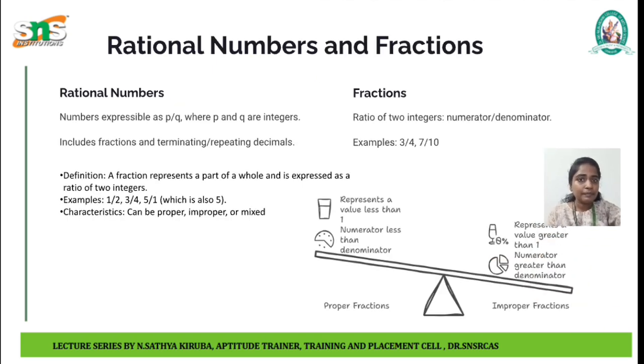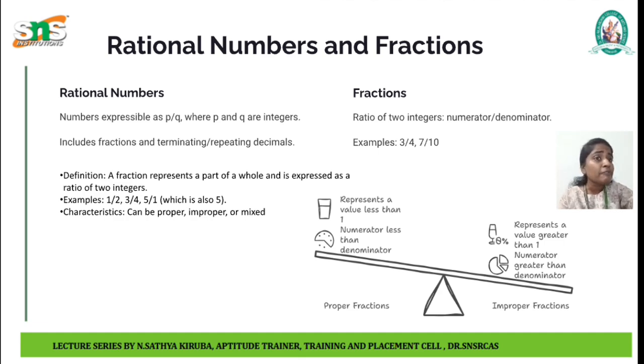Next, going to understand what a rational and fractional number is, because it is a must to understand what a rational number and fraction are. A rational number can be expressed in the form p by q, that is you will have a numerator and denominator where p and q are integers. It can be both a positive and a negative number, that is why it is mentioned as integers. This rational number includes both terminating and repeating decimals. In forthcoming slides I will be explaining what terminating and repeating decimals are. A fraction represents a part of a whole and is represented in the ratio 1/3, 1/2, 3/1, 4/1, like that. It can be proper and improper also.